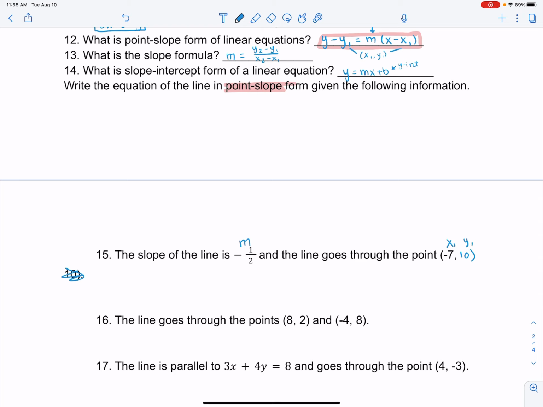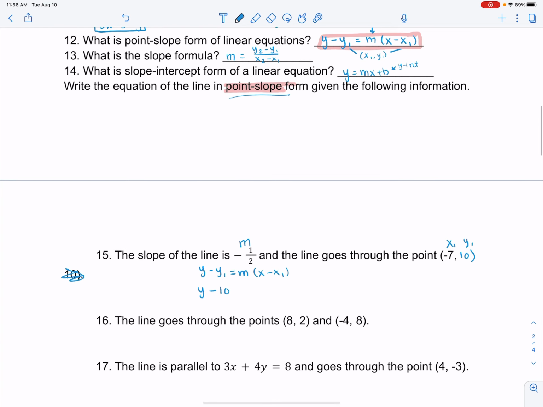So if I use the formula, y minus y1, which is point slope form, equals m times x minus x1. I have y minus y1, which is 10, equals, the slope is negative 1/2, x minus x1 is negative 7. Now the only thing you have to do to clean this up is you can't leave a minus negative. If you subtract a negative number, that's really the same as adding it. So I have y minus 10 equals negative 1/2 x plus 7.